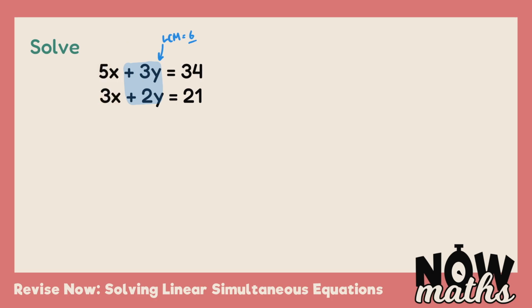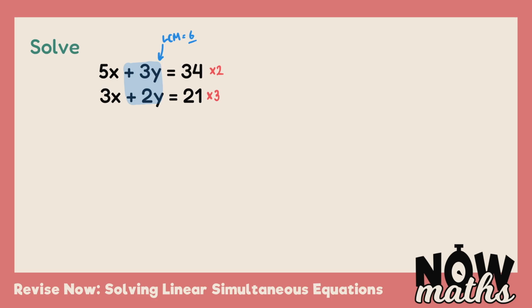So looking at our first equation, to make our 3y into 6y, we're going to have to multiply by 2. That means we're going to have to multiply the entire equation by 2. For our second equation, to make our 2y into 6y, we're going to have to multiply by 3. So the entire equation needs multiplying by 3. And as long as we multiply the entire equations, we won't change the solutions in the end.